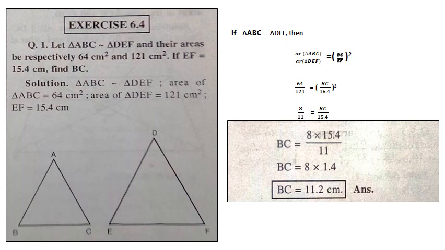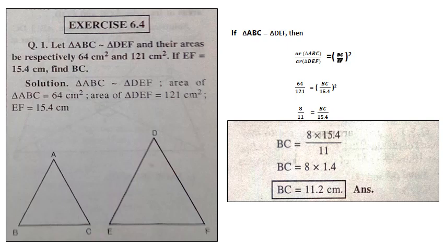Let us solve Exercise 6.4 by using Theorem 6.6, that is, areas of similar triangles. Question number 1. Let triangle ABC be similar to triangle DEF, and their areas be respectively 64 cm² and 121 cm². If EF is equal to 15.4 cm, find BC.